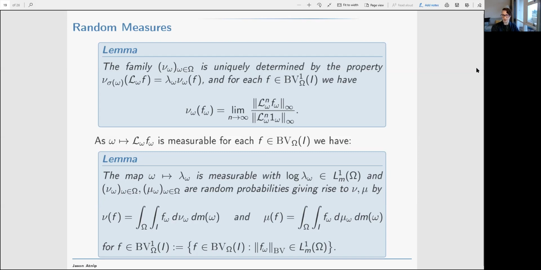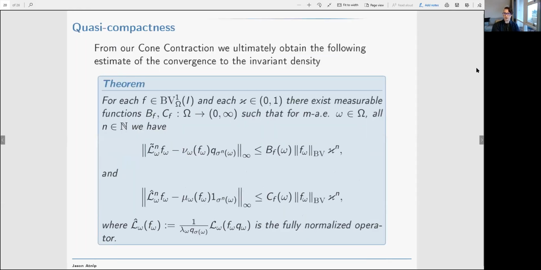Now the goal is to talk about properties of this random measure mu. We end up with quasi-compactness for each of these measures, meaning that we get exponentially fast convergence to our density.